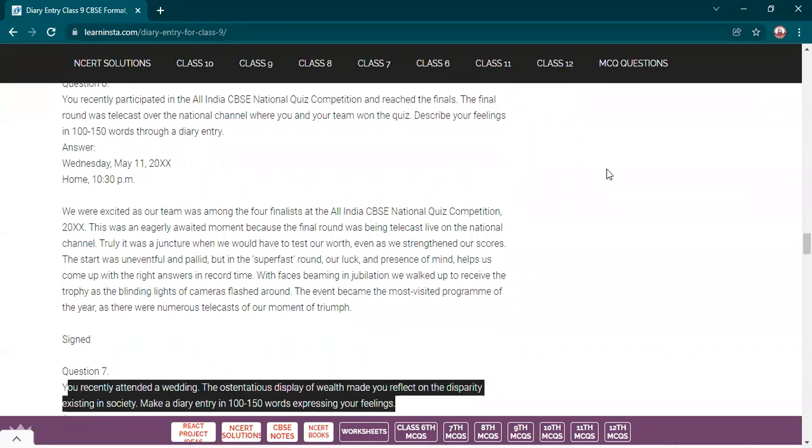This is very much relevant these days. You recently attended a wedding, an ostentatious, that is, quite showy, wedding. That showy display of wealth made you reflect on the disparity existing in society. Make a diary entry in 150 words expressing your feelings. These days, you have seen that people are very much into showing off and ostentatious display, that marriages will be done here and there, and a lot of money is wasted on such big things, big fat weddings.